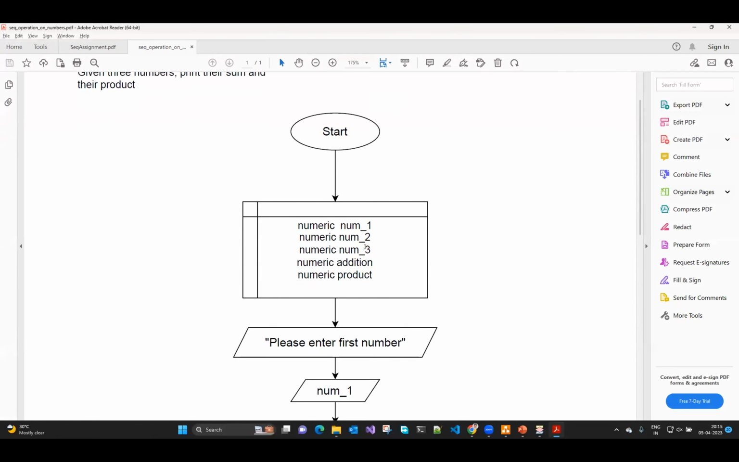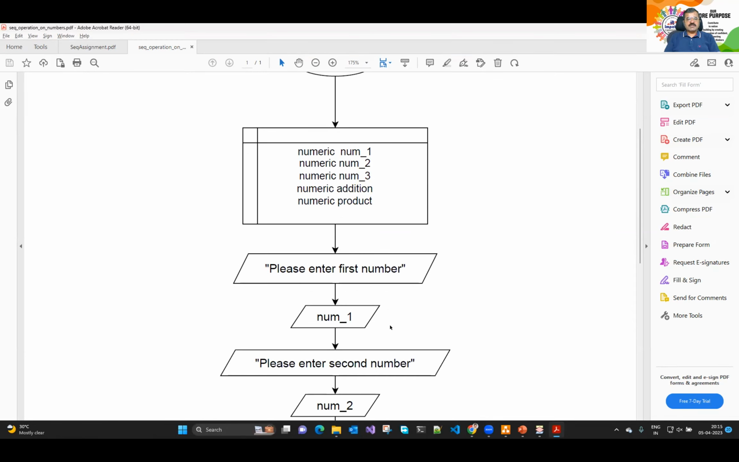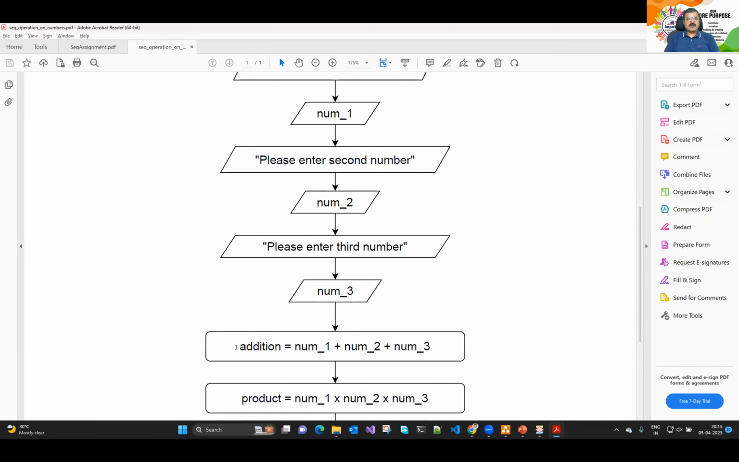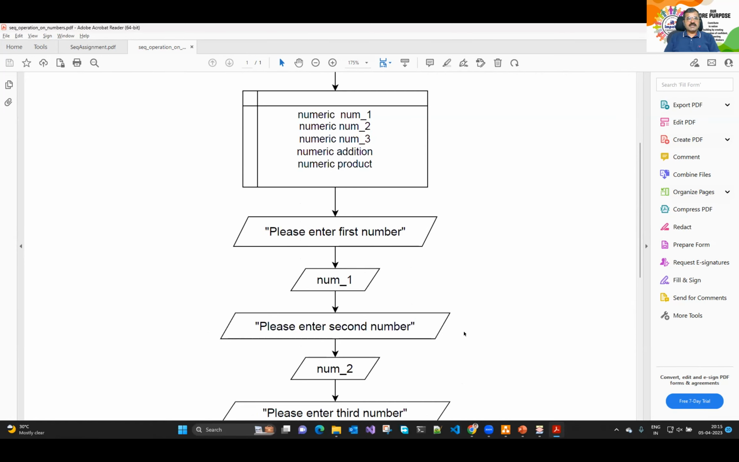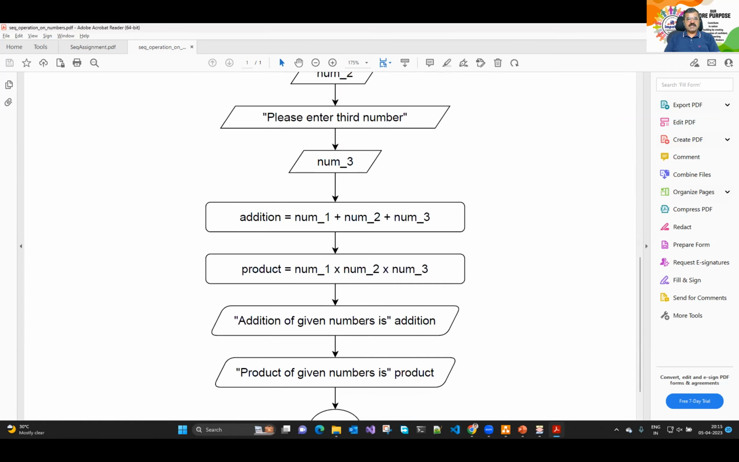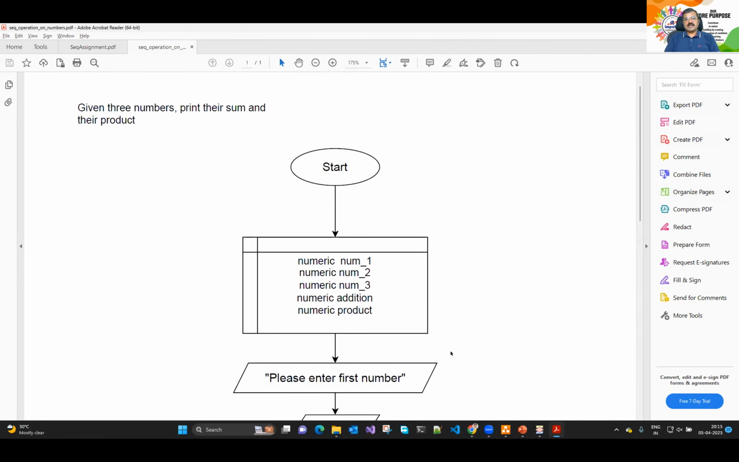Here is what she has solved. Numeric number one, numeric number two, numeric number three, addition, product. The question was please enter first number, she accepts the first number, please enter second number, accepts the second number, third number, accepts the third number. She performs the addition and she has created a variable called addition. She performs the multiplication of all the three numbers and displays the addition and the product. Now that's a perfect way to solve this particular assignment.